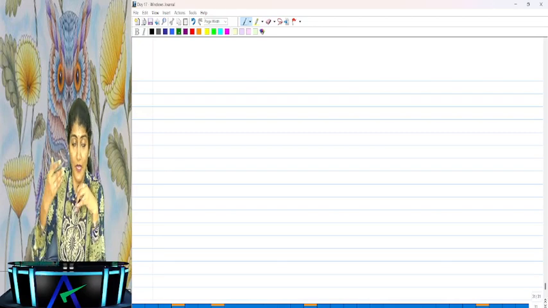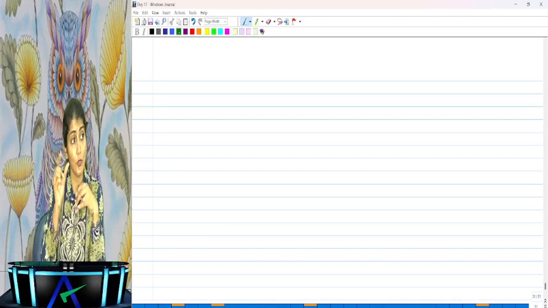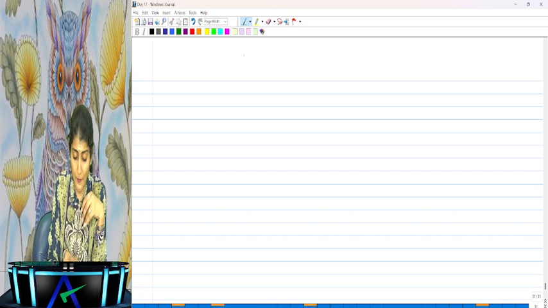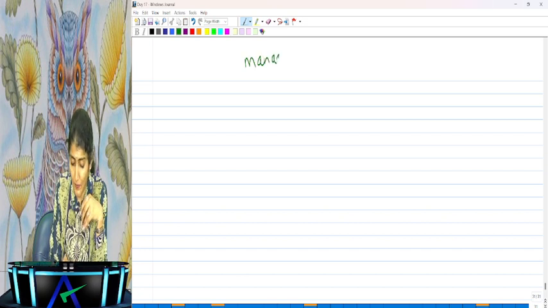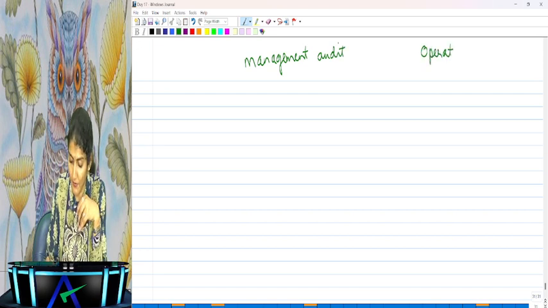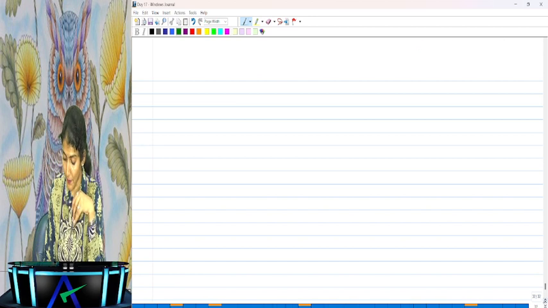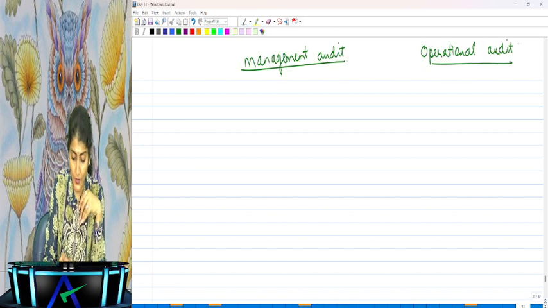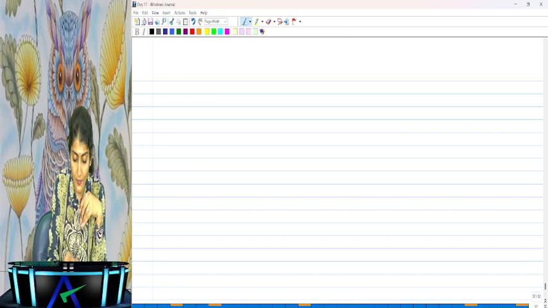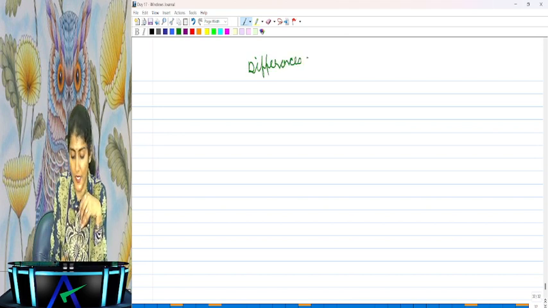Now that brings us further to the other two audits in this particular chapter, which are the management audit and the operational audit. In addition to the management and operational audit, what we also need to discuss over here is the differences between them.